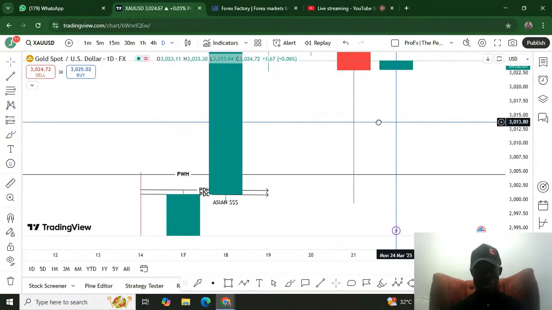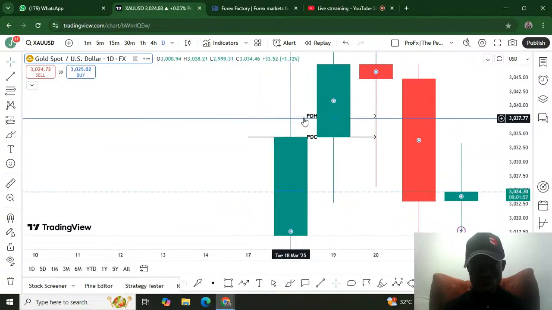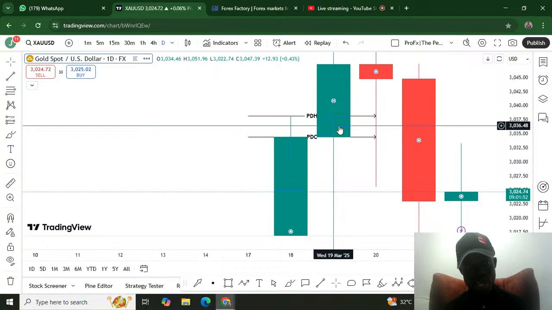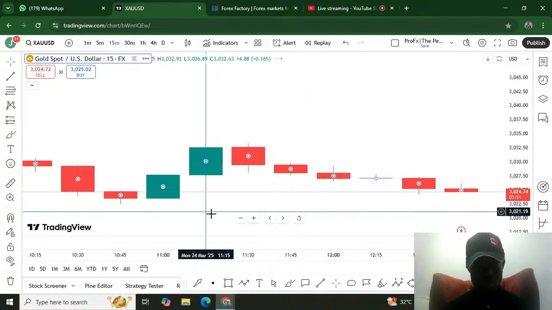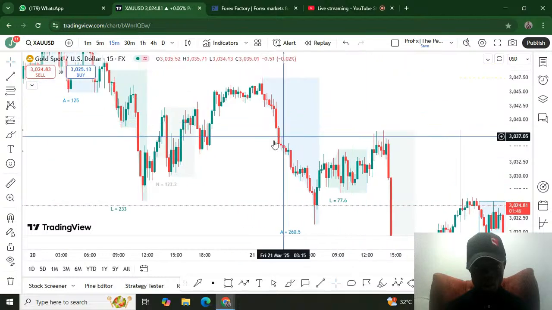Okay, so good. So we are into daily high, daily close for Tuesday, right? Then Wednesday. Let's come to 15 minutes to see what's happening.